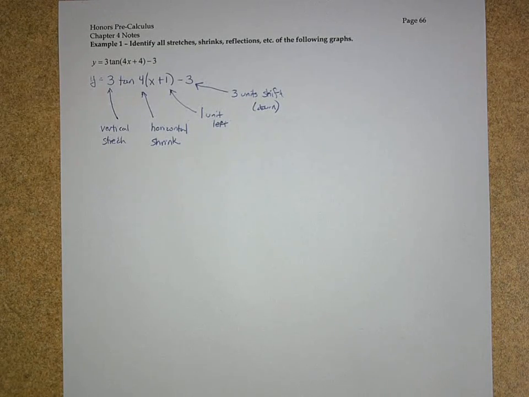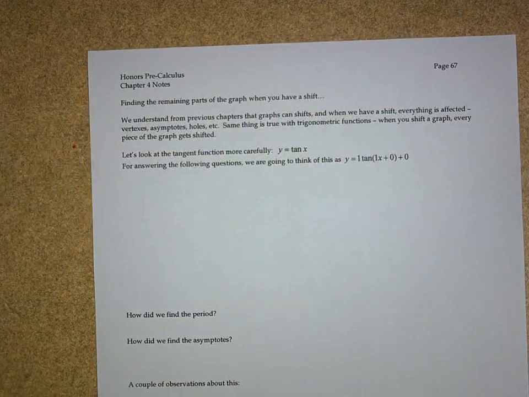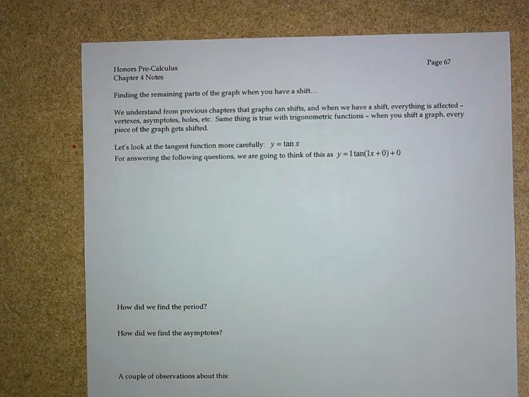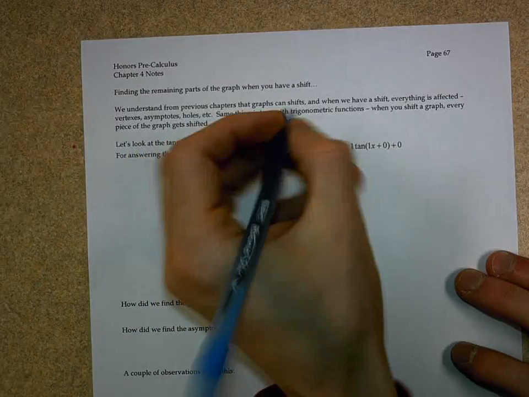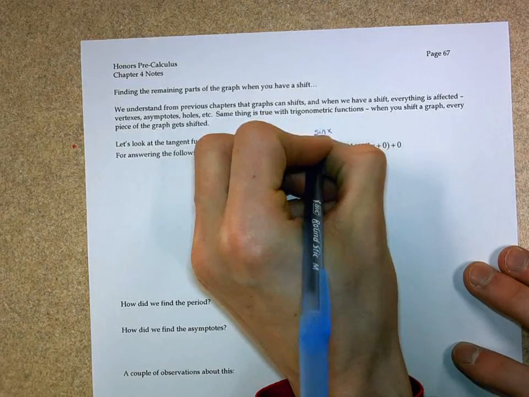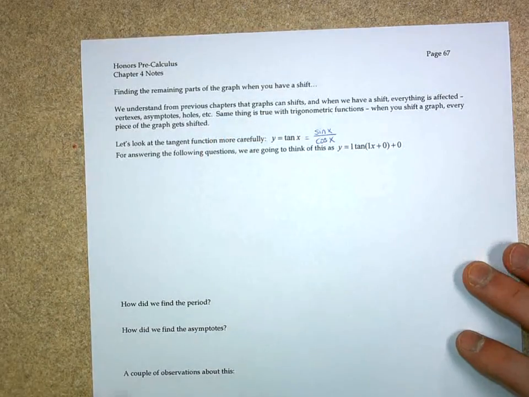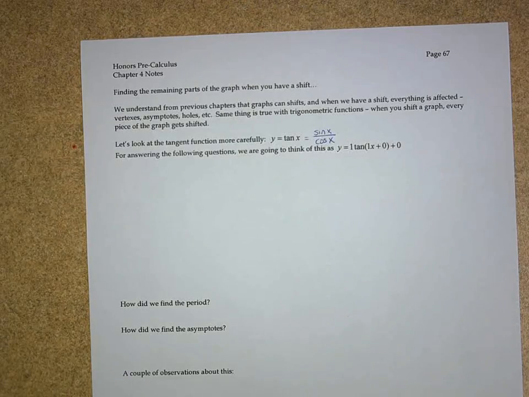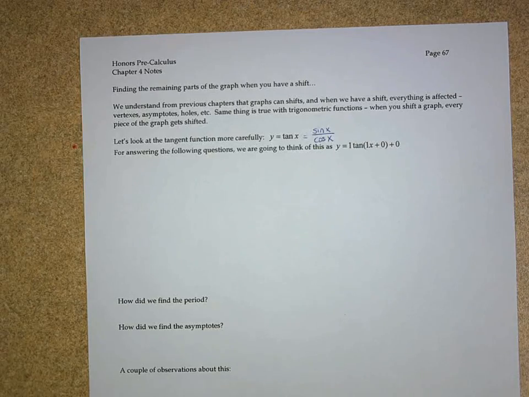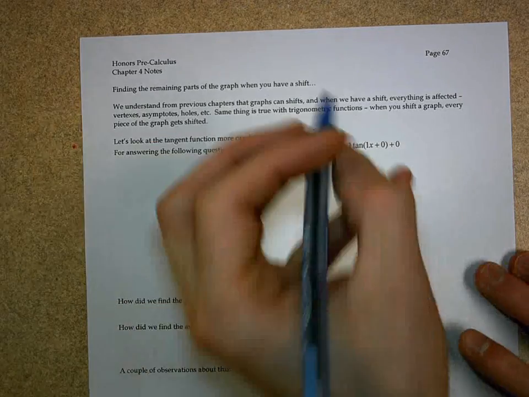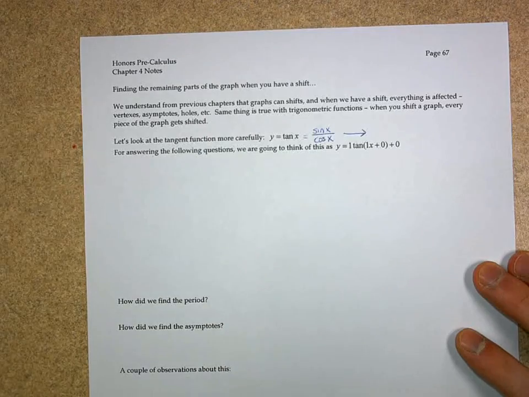Now, if we look at the tangent graph, there's a couple of observations we can make about this, and this will be at the top of page 67. Tangent of x. We know from the characteristics of tangent, the tangent is the sine over the cosine. And we can determine our characteristics in terms of asymptotes or zeros based off of that. So this is going to tell us 2 important things.